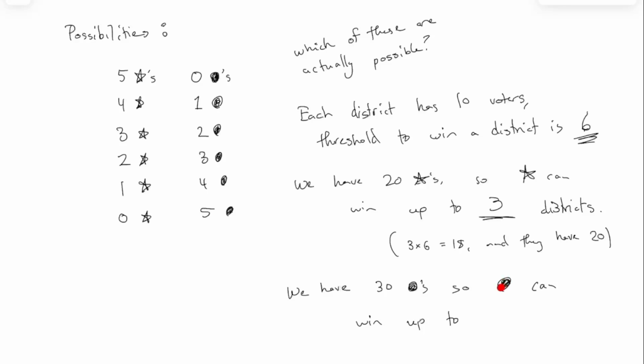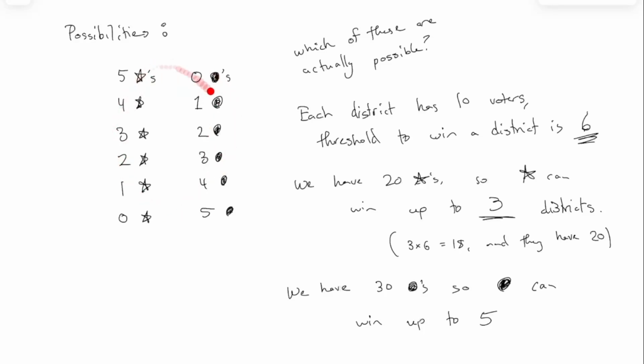So the circle here, I saw some people giving me the fingers, win up to 5, right? 5 would require 5 times 6, which is 30, and they do have 30. So they just barely could win up to 5, all right? And now all of these words that I've written are enough to tell me exactly what are the possibilities.